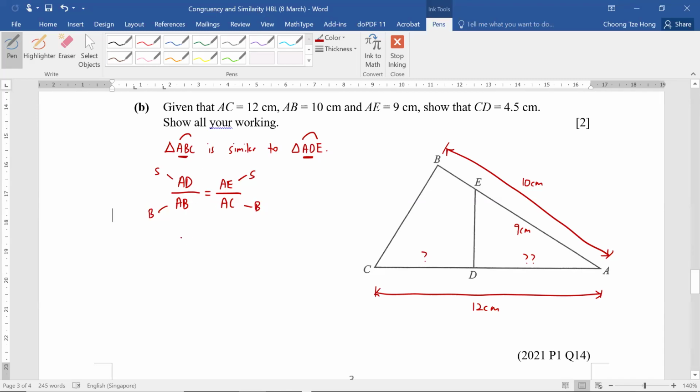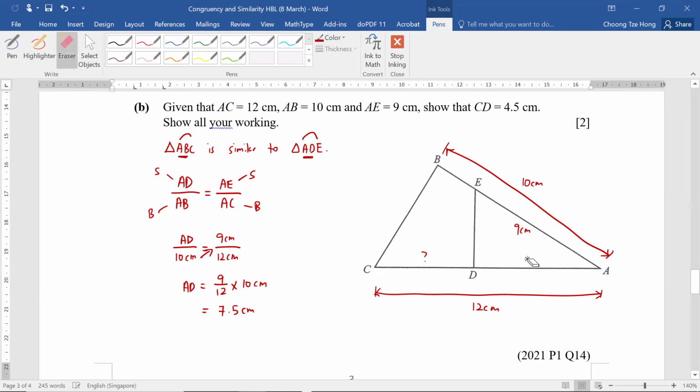Now let's plug in the values. AB is 10 cm, AE is 9 cm, and AC would be 12 cm. So we can just multiply this up and we will get our AD already. We have 9 over 12 times 10 cm, which will give us 7.5 cm. So AD is now 7.5.